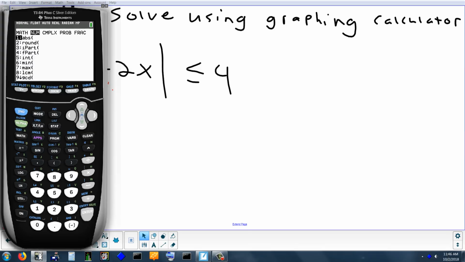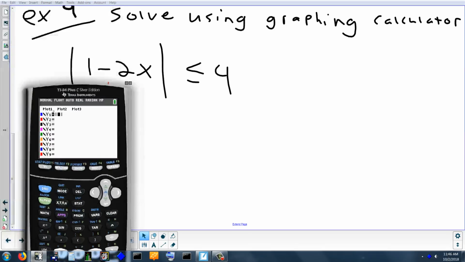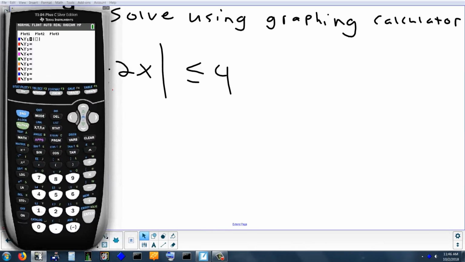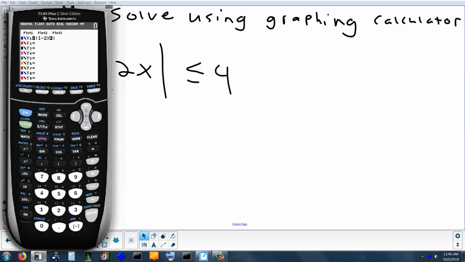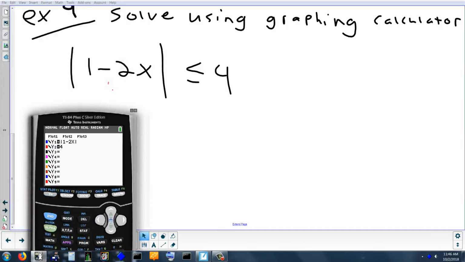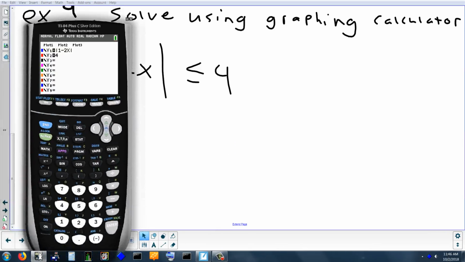So I'm going to go to math number, and I'm going to put the absolute value on y1. I'm going to put 4 on y2. And I'm going to be looking for where the absolute value is less than or equal to 4. So where is the graph in blue below or equal to the graph in red? So let's hit graph and see. Here's my graph in blue. It's a V shape. Here's my graph in red.